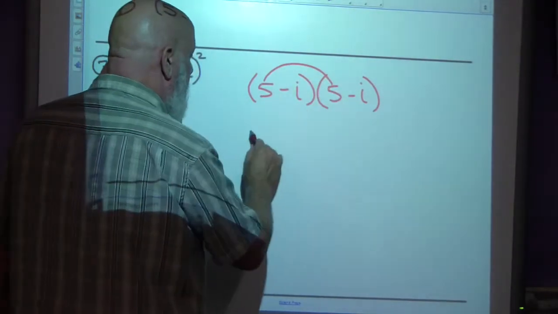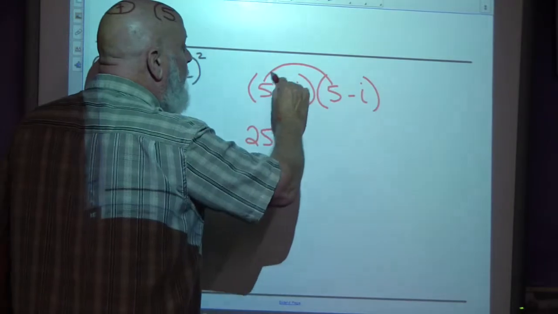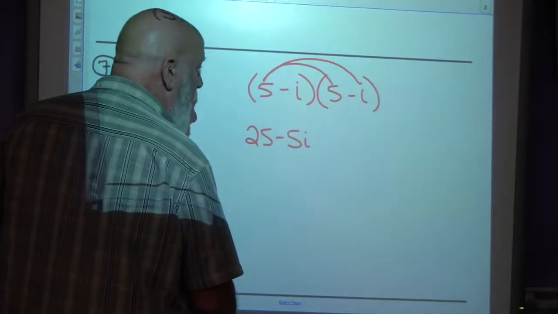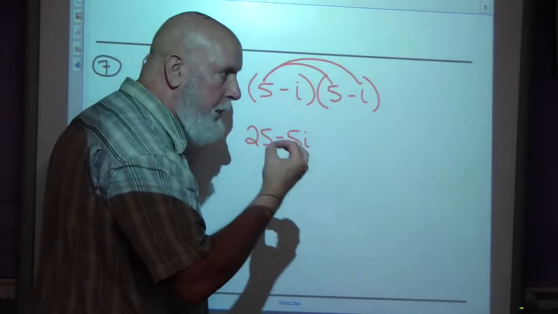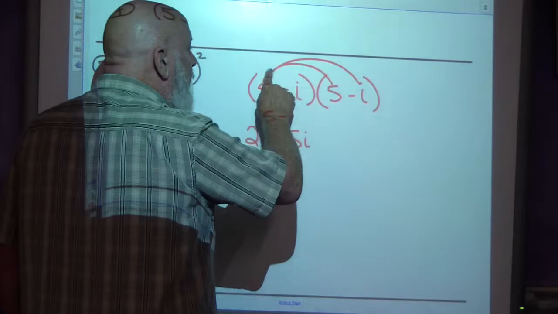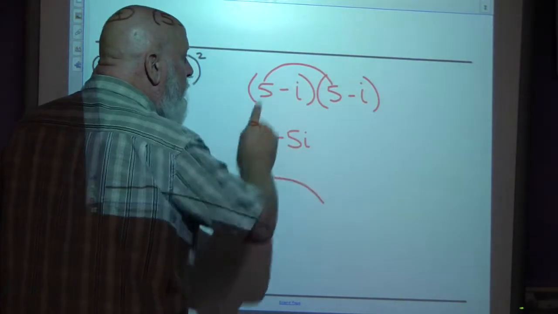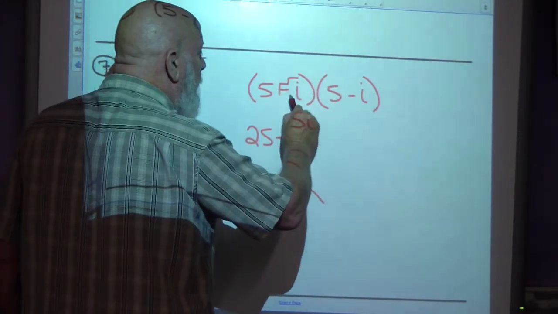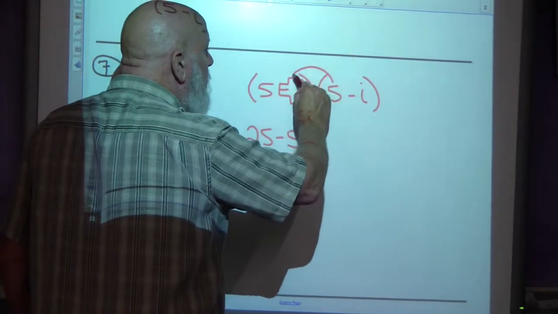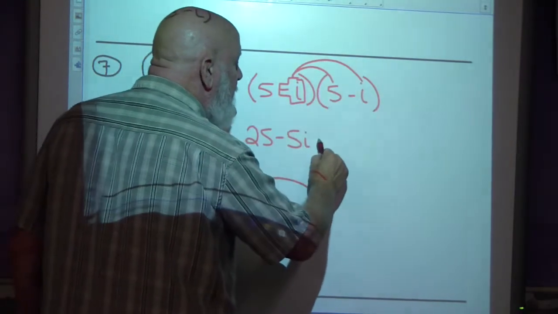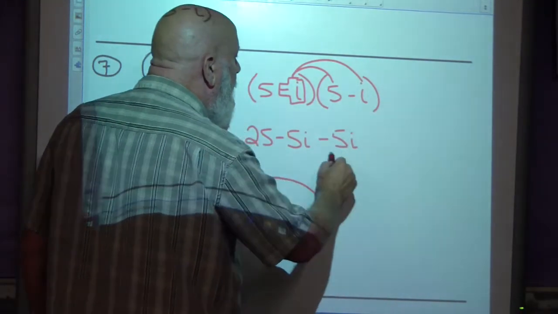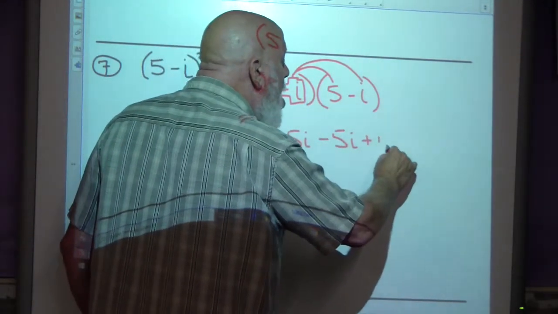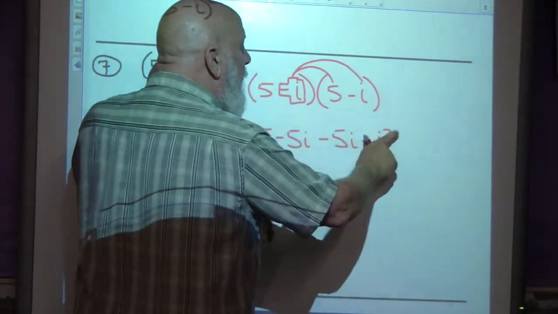5 times 5 is 25. 5 times negative i is negative 5i, just like it's a variable. The only time we don't treat it like it's a variable is if we multiply i by itself. I'm done distributing this term. Now I'm going to distribute the second term, distributing the negative i. Remember that the negative travels with it when you distribute it. So negative i times 5 is another negative 5i. And negative i times negative i is positive, negative times negative is positive, i squared. i times i is i squared.